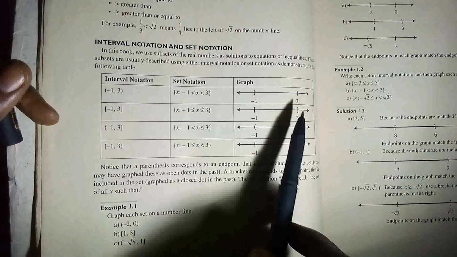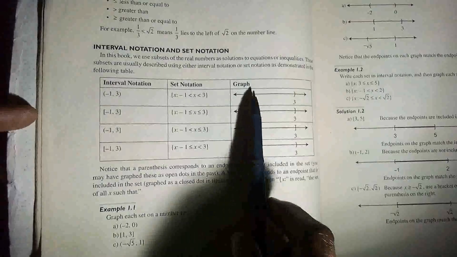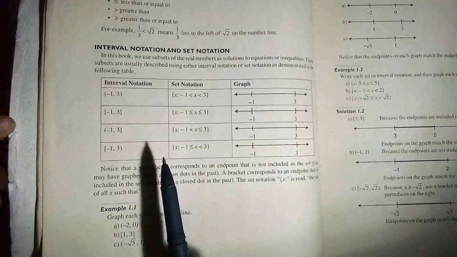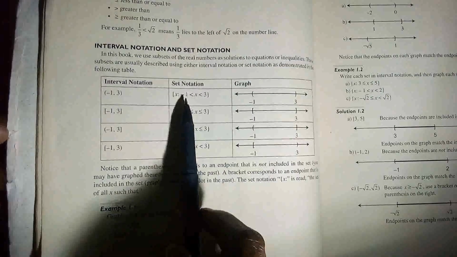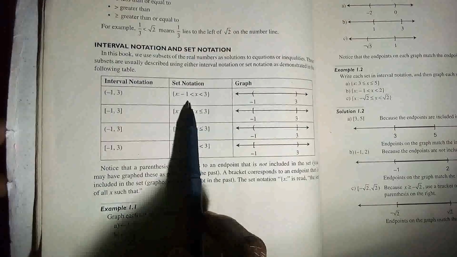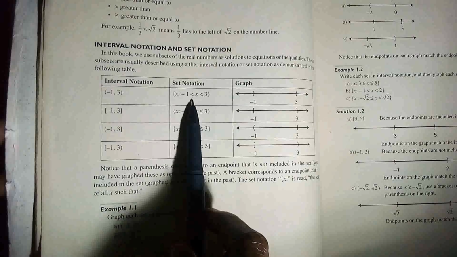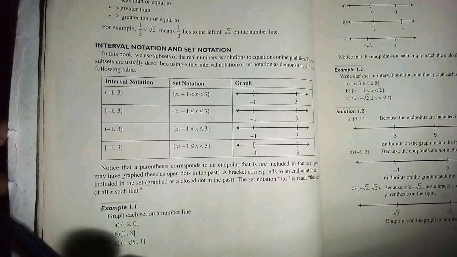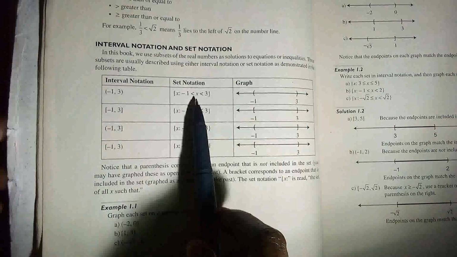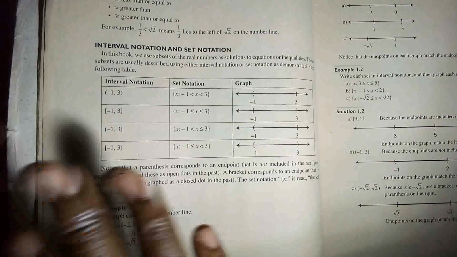Now in graph form, they use normal brackets to represent that also, okay. What this actually means is that the numbers included in this set are the numbers after -1 and before 3. The -1 and this 3 are not included in the solution.